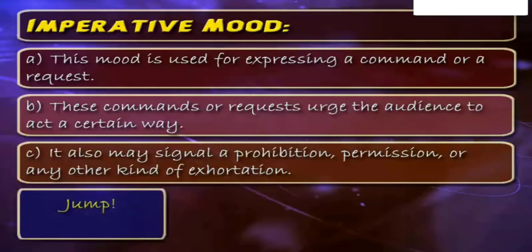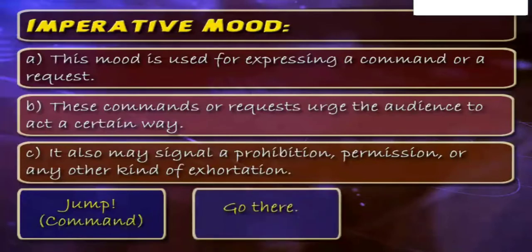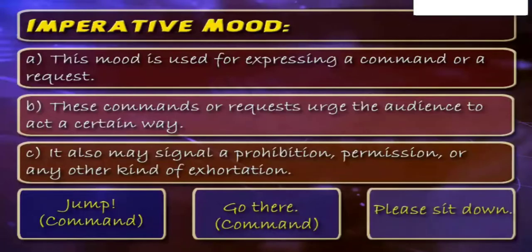Jump. Here, in this sentence, mood is used to express a command. So it is called imperative mood. Similarly, go there. Again, in this sentence, the mood used expresses a command. So it is called imperative mood. Please sit down. In this sentence, the mood used expresses a request. So it is called as imperative mood.